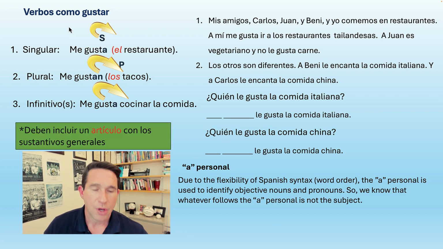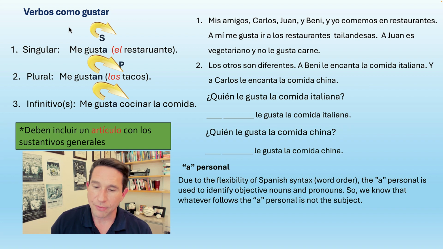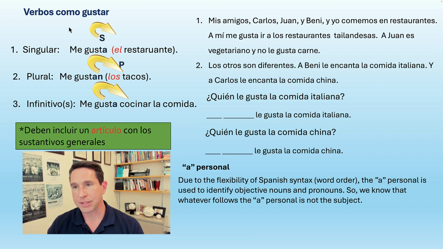Very good, chicos. We should always include the definite article with nouns because it's the subject of the sentence, even though it's not first. The me, the a mí, the a Carlos is not the subject, right? And remember, a personal, the a mí, a ti, etc. Due to the flexibility of Spanish syntax, the word order, the a personal is used to identify objective nouns and pronouns. So we know that whatever follows the a personal is not the subject.